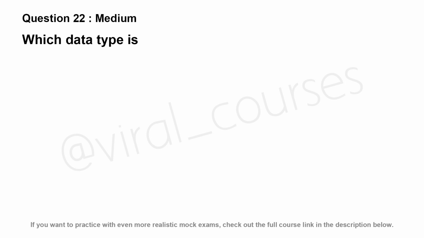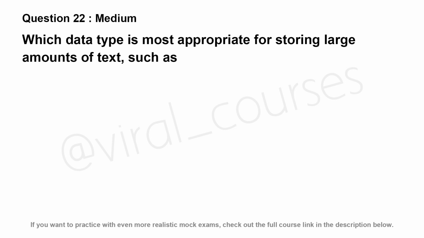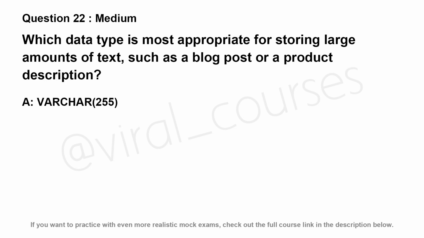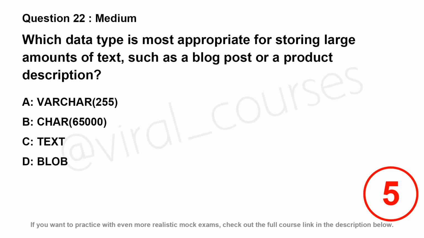Which data type is most appropriate for storing large amounts of text, such as a blog post or a product description? Option A. Varchar, 255. Option B. Char, 65,000. Option C. Text. Option D. Blob.